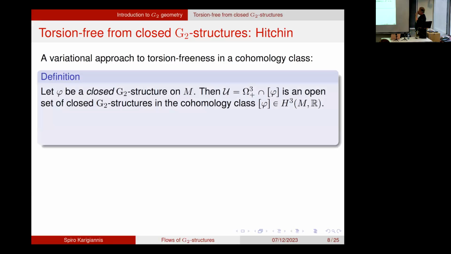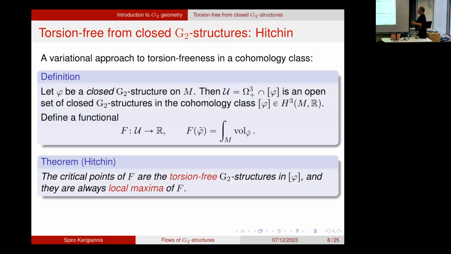Okay, so very quickly, what Hitchin did is he says, suppose you start with a closed 3-form, just like Joyce, and you look in that cohomology class at all the other non-degenerate 3-forms. This is an open set of closed G2 structures, and you look at this functional. Given a positive 3-form phi tilde in this cohomology class, it induces a metric and an orientation, so we get a volume form, and let's look at the volume of the manifold with respect to phi tilde. He showed that the critical points of this are torsion-free G2 structures, and they're always local maxima.